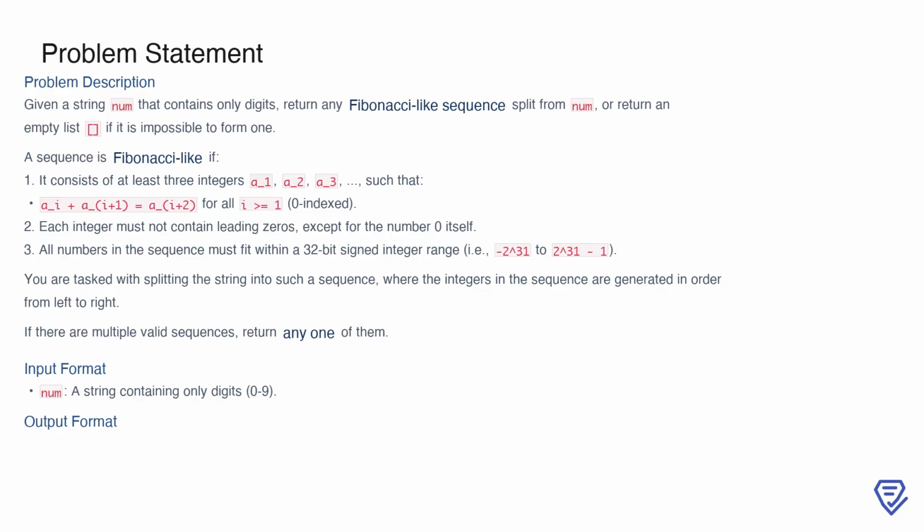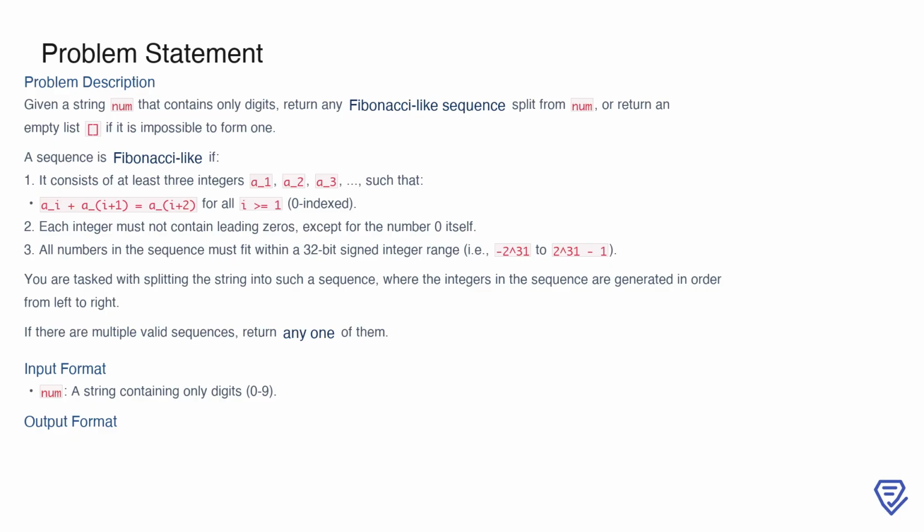The problem asks us to split a string containing only digits into a sequence that follows the Fibonacci-like property. This means the sequence must consist of at least three integers where each number is the sum of the two preceding numbers. For instance, if we have numbers a1, a2, and a3, then a1 plus a2 must equal a3, and this rule continues for the entire sequence.